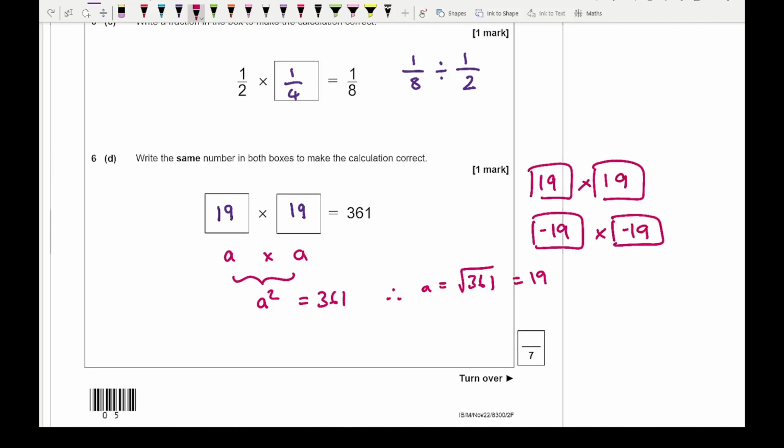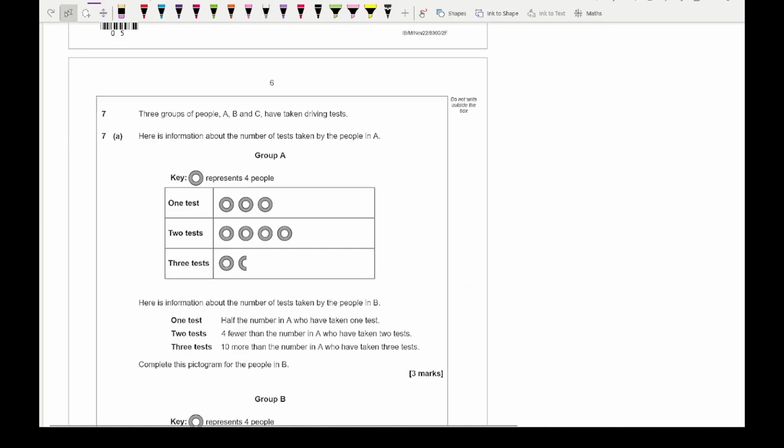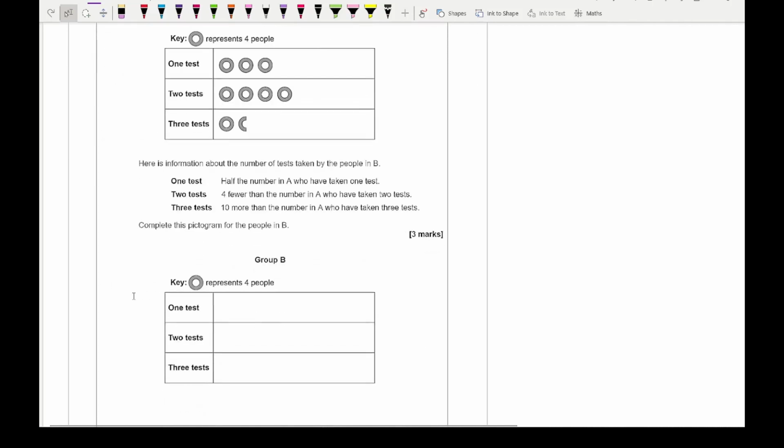most common answer. So moving on to question 7, it says 3 groups of people, A, B and C, have taken their driving test. So for 7, it says here is some information about the number of tests taken by people in A, and we've got a pictogram where a full tyre or a circle is represented by 4 people. So here is information about the number of tests taken by people in B, and the question is asking us to complete the pictogram for B. So we just have both of them on screen.